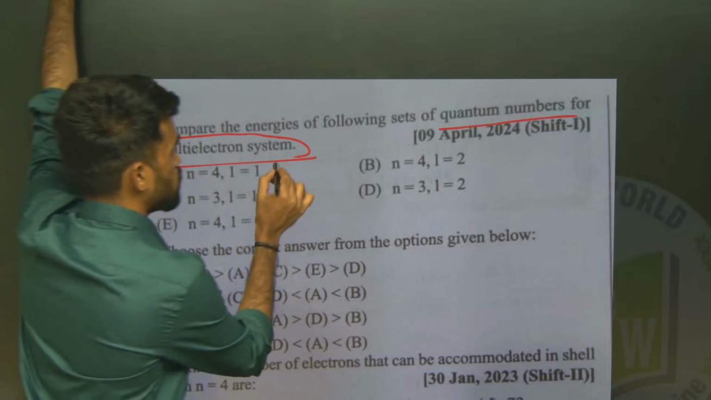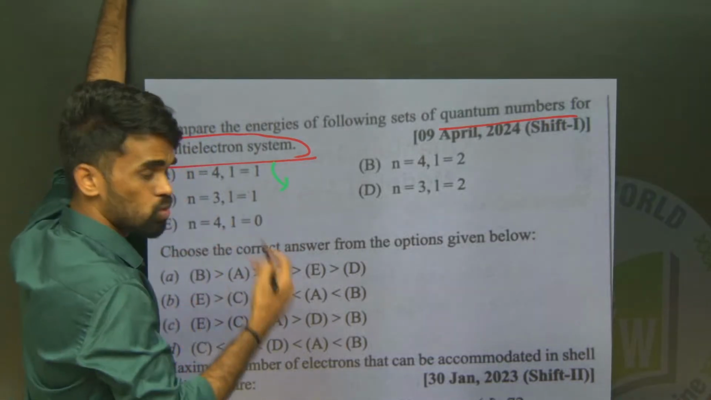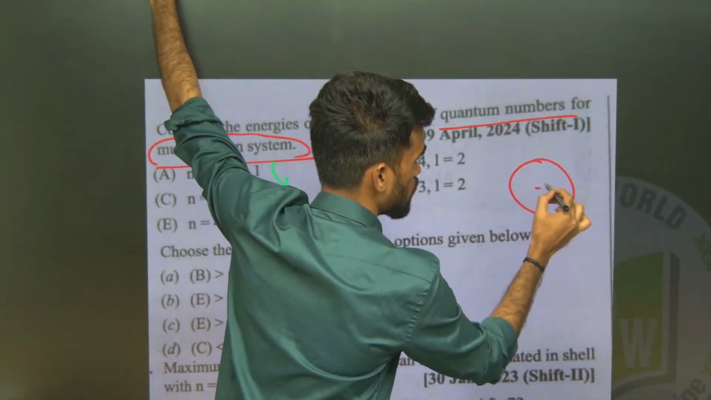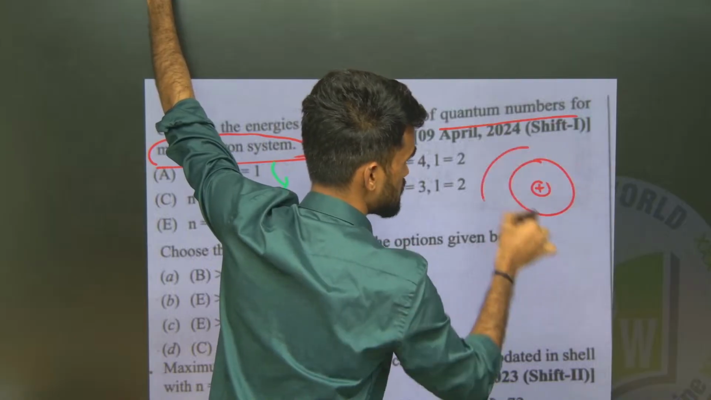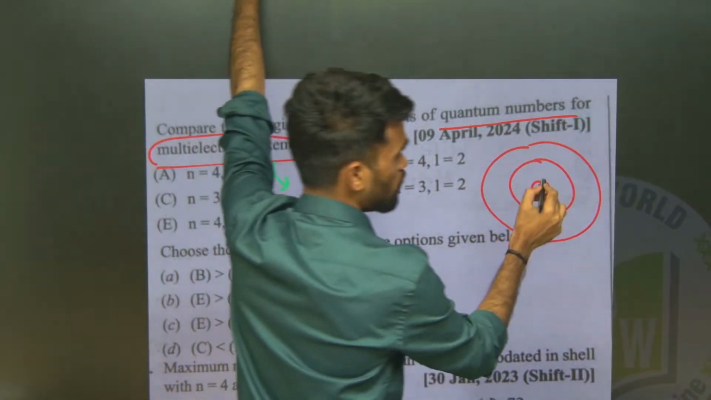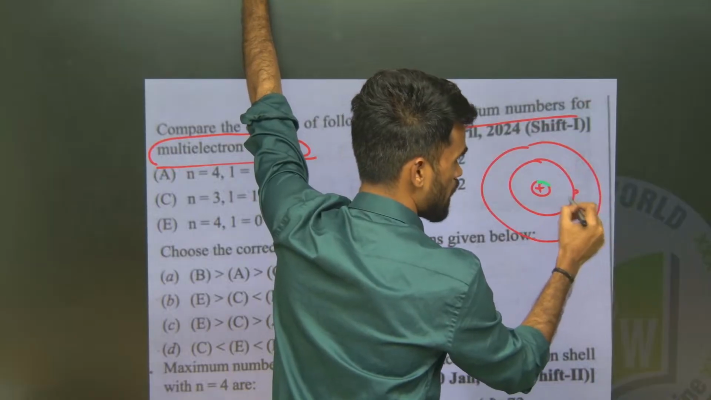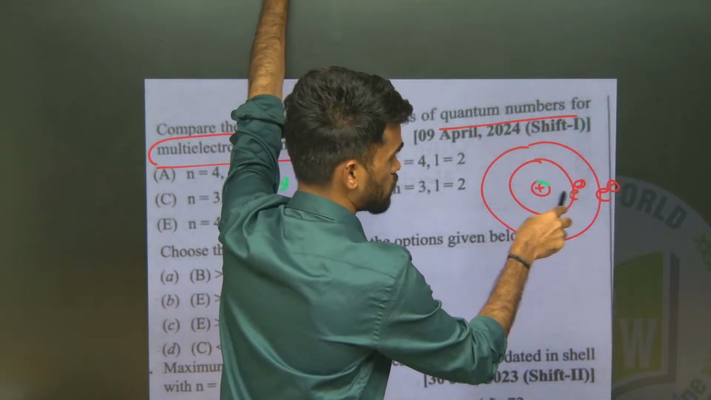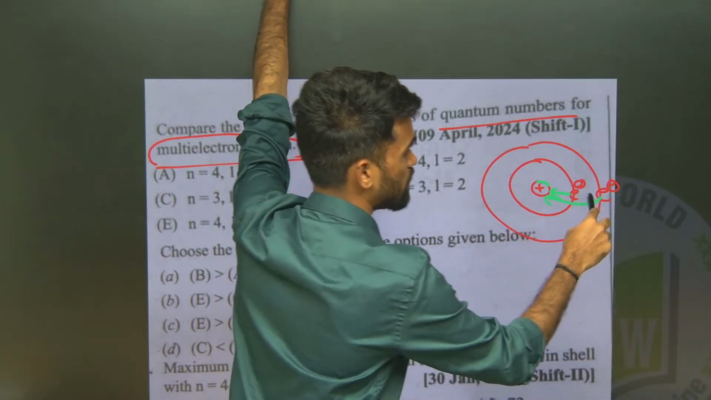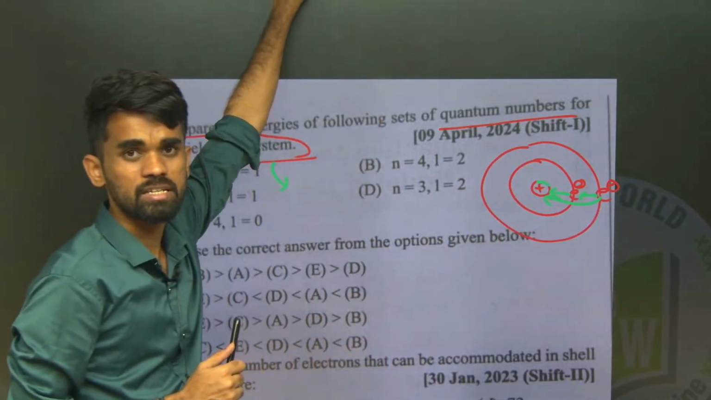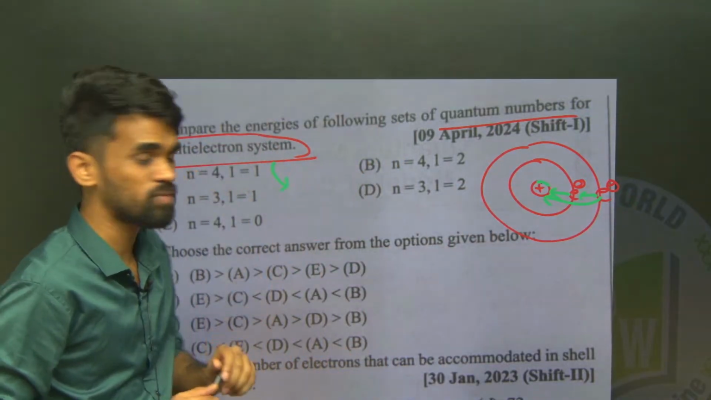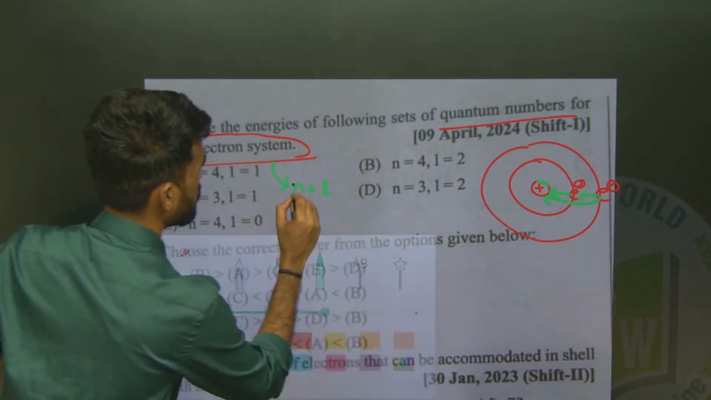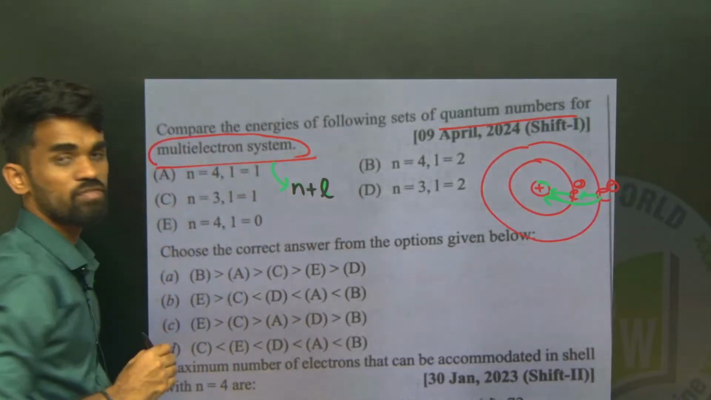Since a multi-electron system contains more than one electron, you have to consider, if this is a nucleus, these are the shells, let us say. Electrons are present in inner orbitals and outer orbitals also. Between the nucleus and electron there will be attractive forces, and between electrons repulsive forces are there. Considering both of these, we need to take the n plus l value.